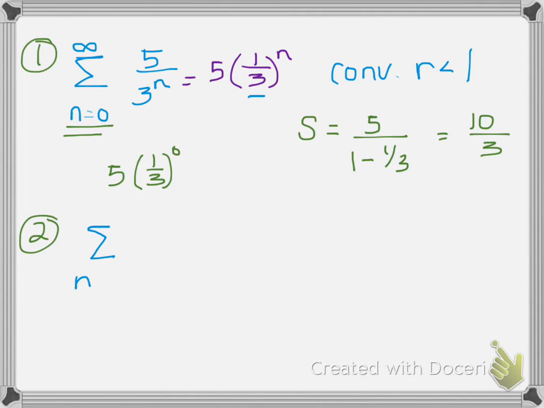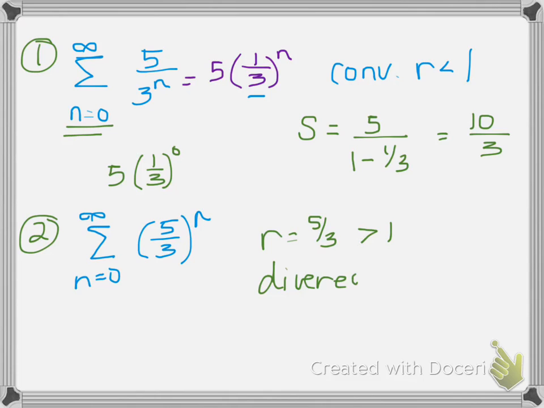Okay, here's another one. The nice thing is that this one is already written in a way that I don't have to rewrite it. I can tell here that r is 5 thirds, which is greater than 1. So I know that this series diverges, and there's nothing else to do about it.